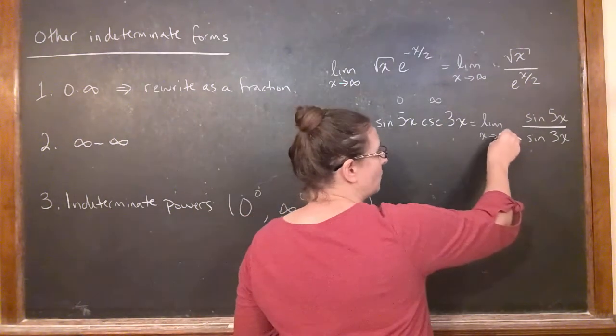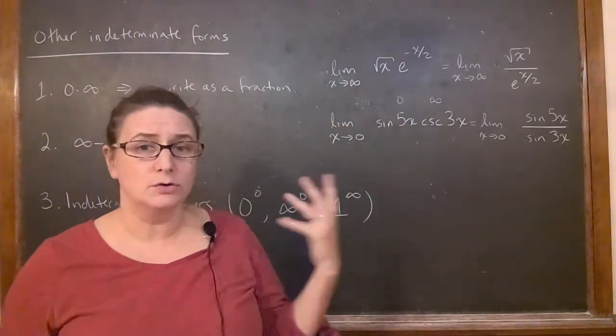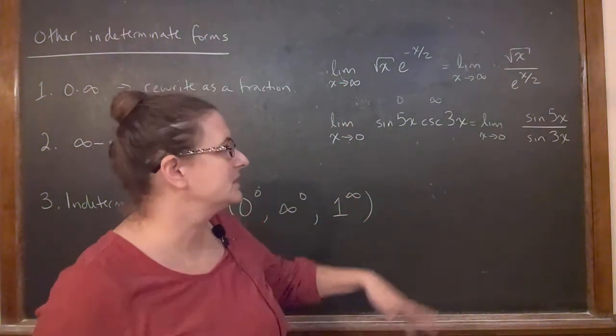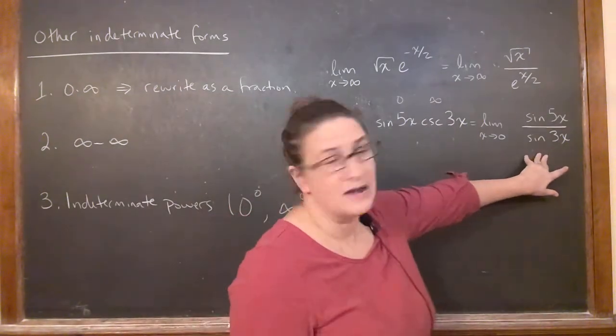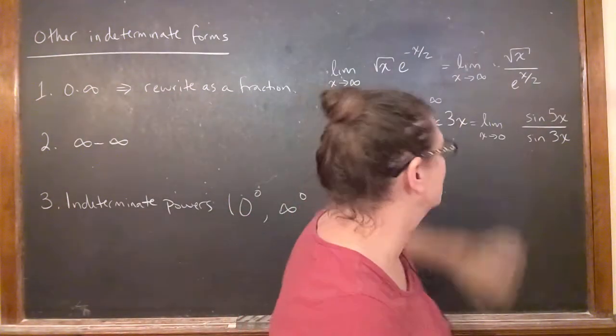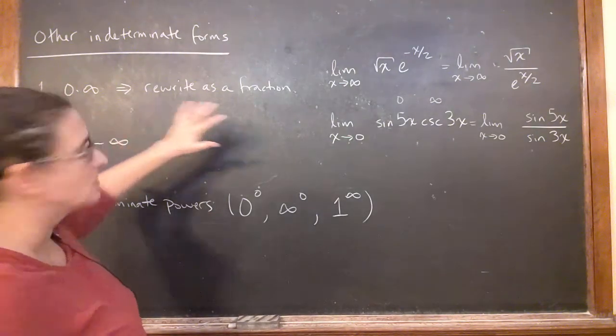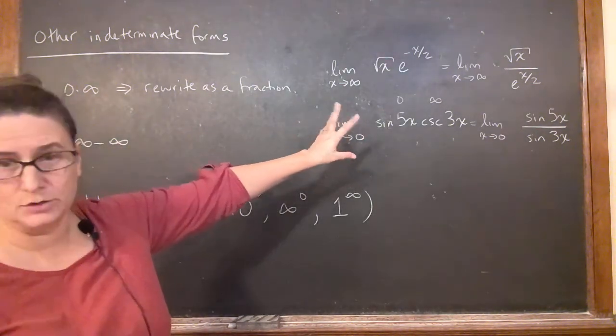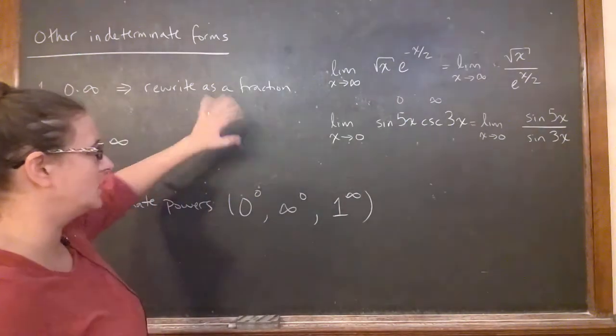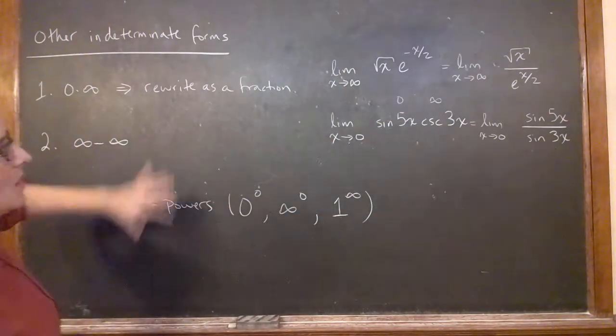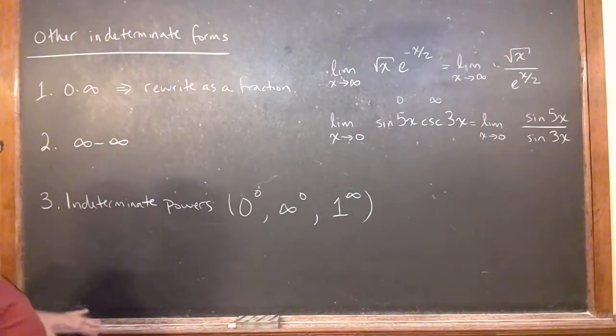Now this is in the form 0 over 0. You take the derivative, you see this one's going to go to 5/3. So this one should go to 0, this one to 5/3. All right, so those, we can probably go back and do those in a minute, but I wanted to sort of take just sort of like a whole overview.